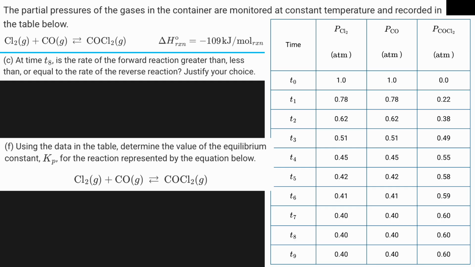So if we are looking at time T8, that means we need to look at where we moved between T7 and T8. And as you can see at T7, all of those values are the same, which means if there was no change in our pressures, the rate of the forward is equal to the rate of the reverse, which is the definition of equilibrium.